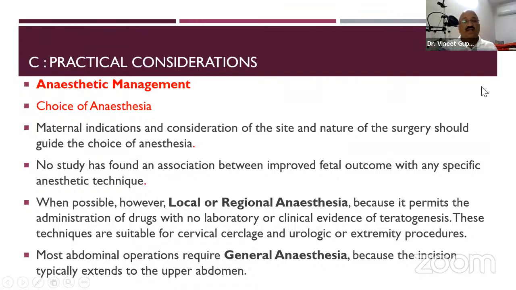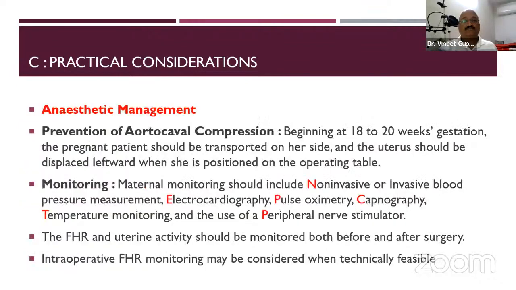Then choice of anesthesia: maternal indication and consideration of the site and nature of the surgery should guide the choice of anesthesia. No study has found an association between improved fetal outcome and any specific anesthetic technique. When possible, however, local or regional anesthesia is preferred, because it permits administration of drugs with no laboratory or clinical evidence of teratogenesis. These techniques are suitable for cervical cerclage and urological or extremity procedures. Most abdominal operations require general anesthesia because the incision typically extends to the upper abdomen. Then prevention of aortocaval compression. Beginning at 18 to 20 weeks gestation, the pregnant patient should be transported on her side and the uterus should be displaced leftward when she is positioned on the operation table.